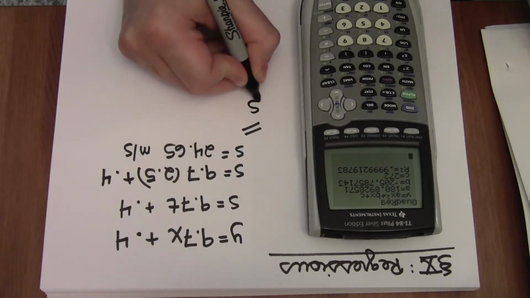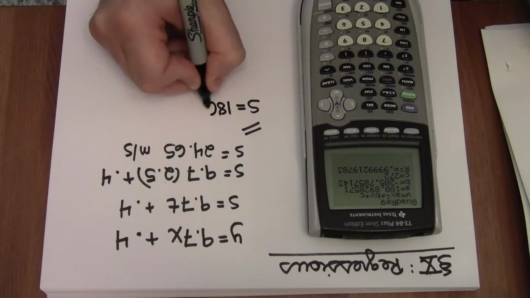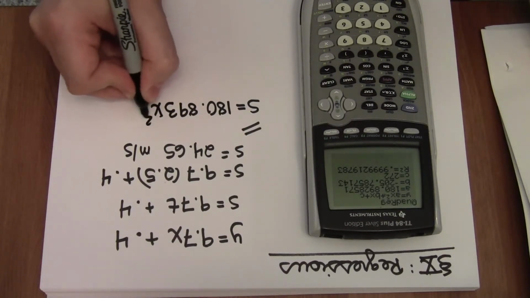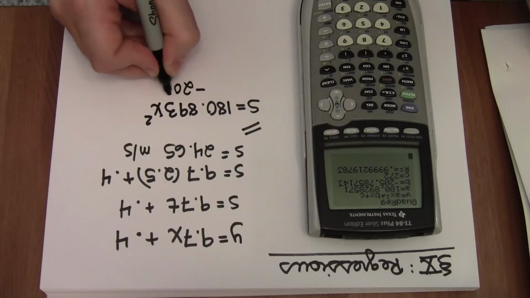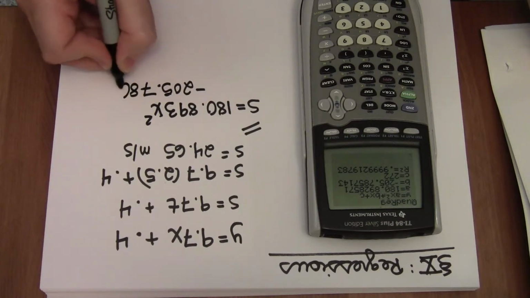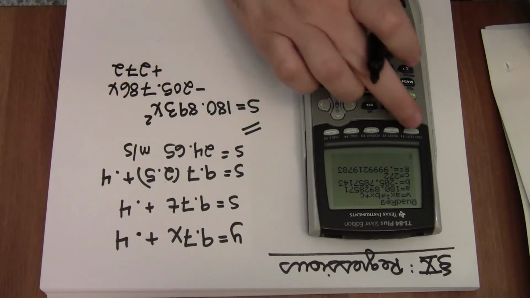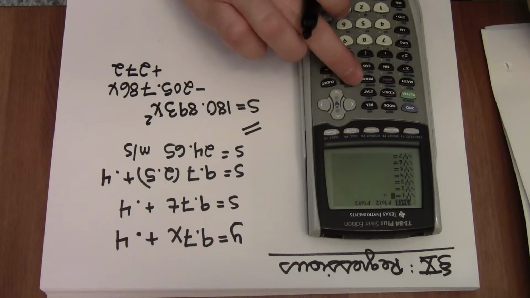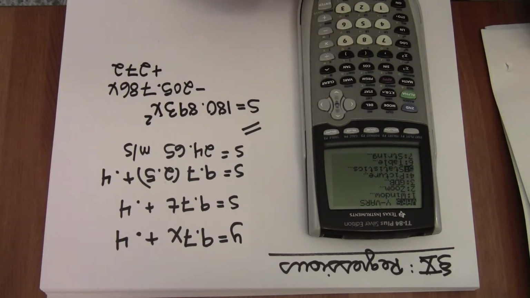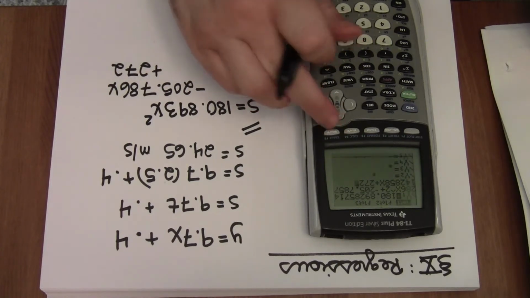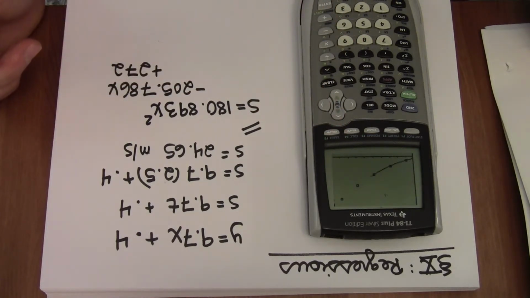My quadratic regression would look like s equals about 180.893 x squared minus 205.786 x plus 272. If I go to graph that under y equals, push variables, and I'm going to select the equation for my regression once again. Go to graph it, and again, this looks like a pretty good approximation. We saw from the r² value, it was pretty close.